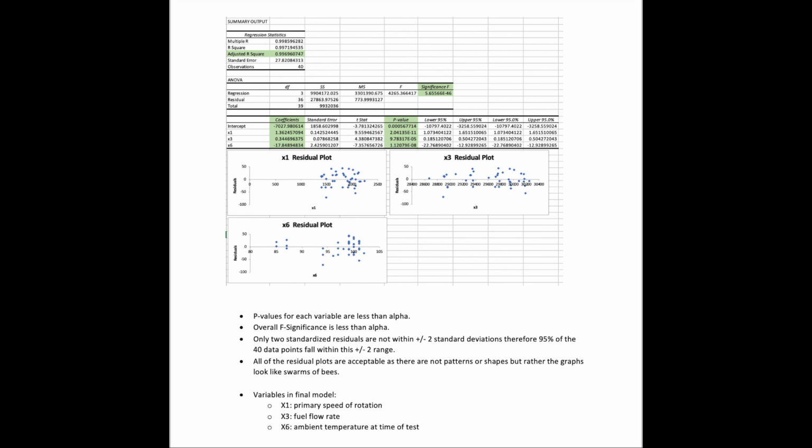There were only 2 standardized residuals that were not within plus or minus 2 standard deviations. Therefore, 95% of the 40 data points fell within the plus or minus 2 range. And finally, all of the residual plots were acceptable as there were not patterns or shapes, but rather the graphs looked like swarms of bees.